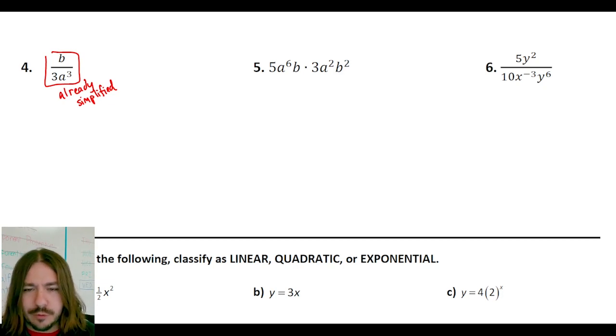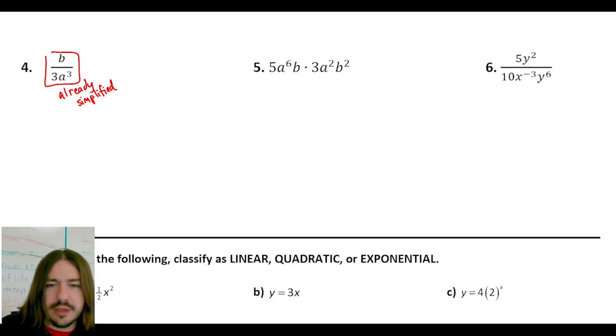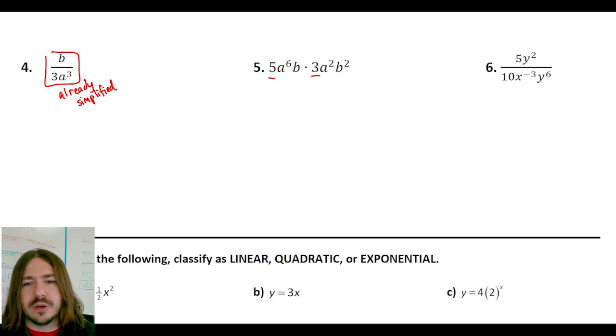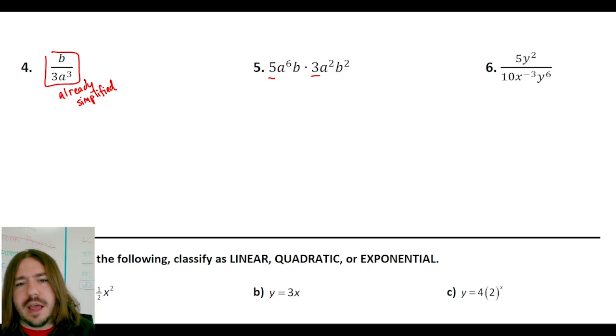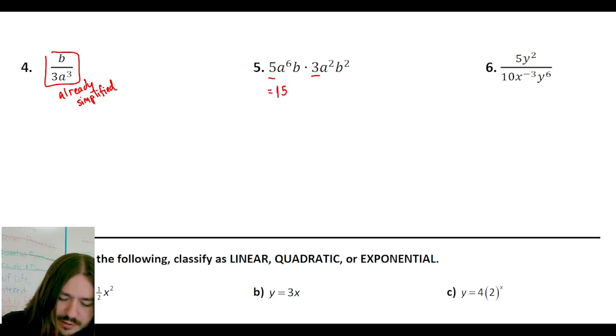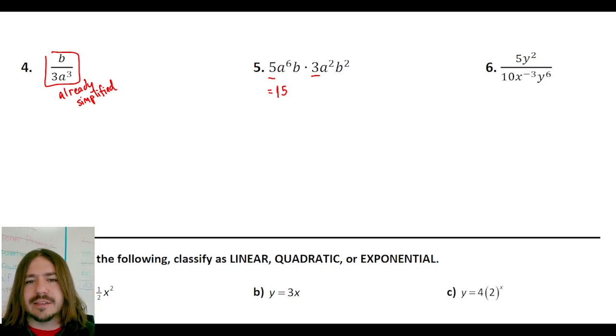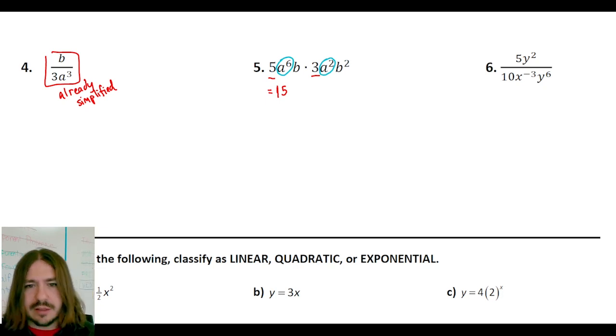So number 5, there is some stuff we can do to simplify this. The first thing that we can do is multiply the coefficients of these two terms. So we can multiply 5 times 3. That's going to give me 15. And then I'm going to look at my like variables here. So I've got two different powers of a. I've got a to the 6th times a squared. And anytime you're multiplying powers with the same base, you're going to add the exponents. So 6 plus 2 would be 8. So this would be 15 a to the 8th.